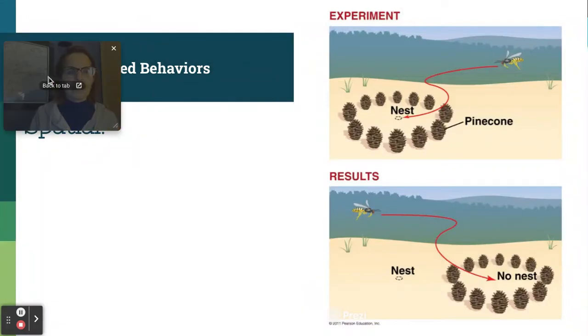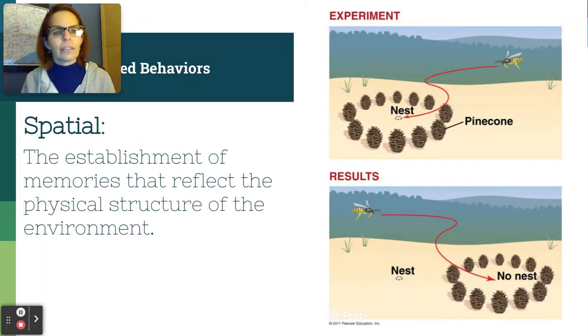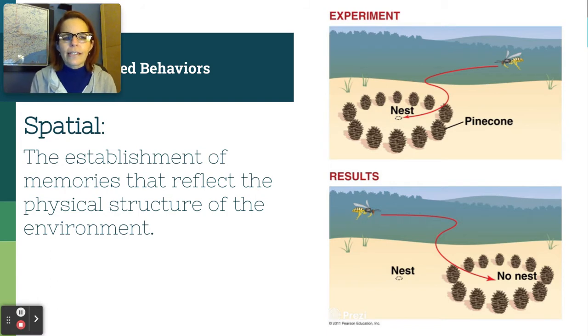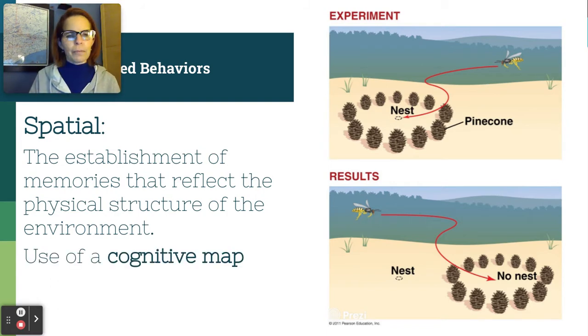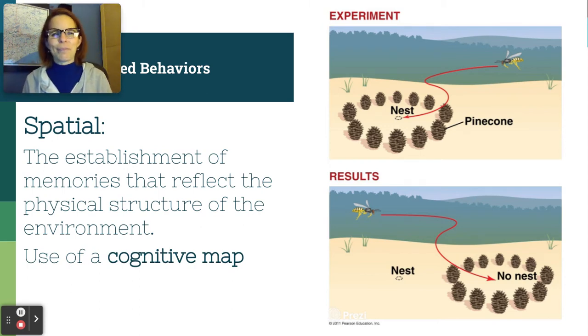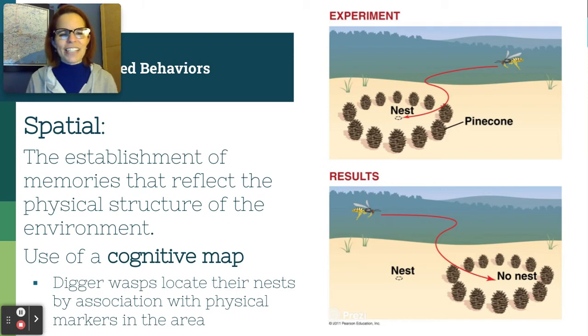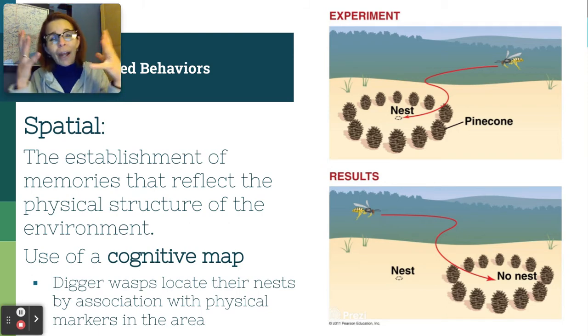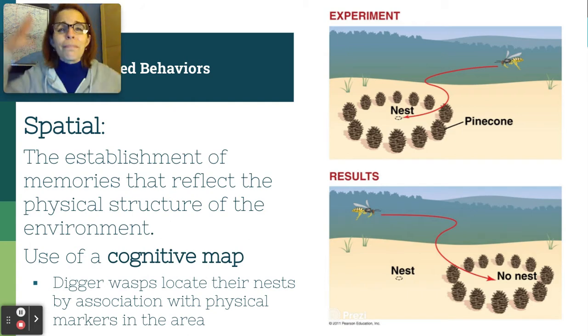The next type is called spatial learning. Spatial learning is the establishment of memories that reflect the physical structure of the environment. I love this experiment that was done with these poor wasps. So it says digger wasps. So they use a cognitive map. So they have a mental map. A wasp has a mental map.